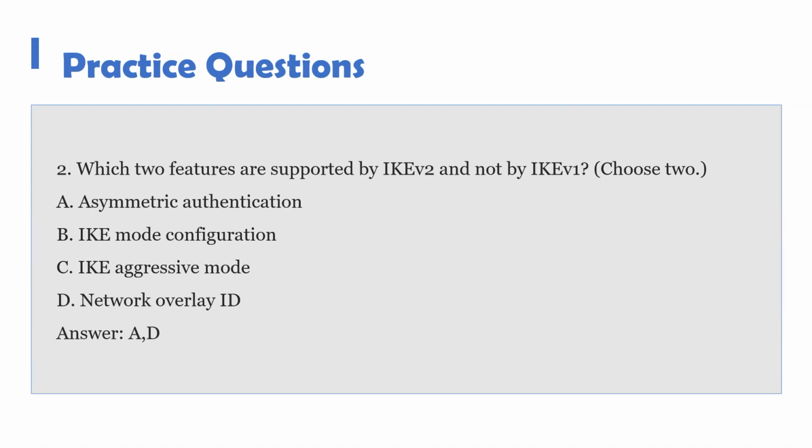2. Which two features are supported by IKEv2 and not by IKEv1? Choose 2. A. Asymmetric authentication. B. IKE mode configuration. C. IKE aggressive mode. D. Network overlay ID. Answer: A, D.